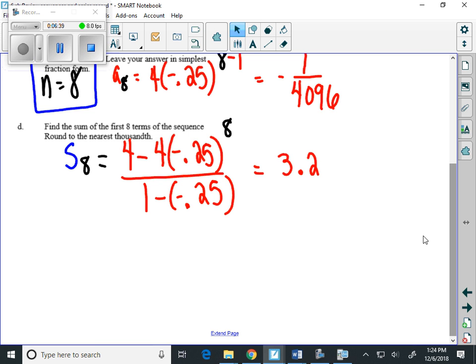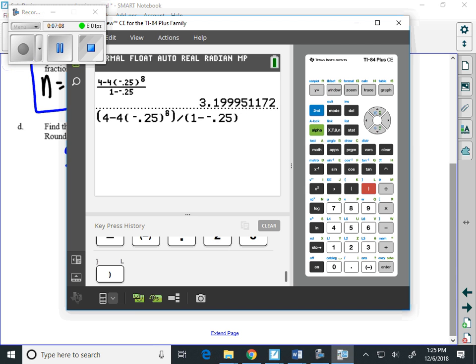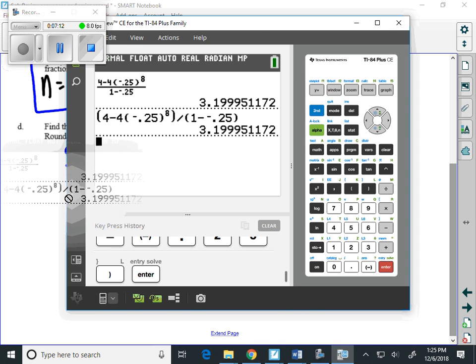I'll scan in the calculator screen in a minute, because I want to show how to do it without the fraction button, which is going to be parentheses, 4 minus 4 times negative 0.25 to the 8, close the parentheses, divided by parentheses 1 minus negative 0.25, close that parentheses, and we, sure enough, still get that same value.